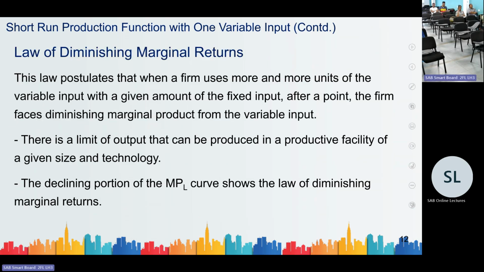And today we start our discussion with the concept of the law of diminishing marginal returns. This is a law related to the short-run production period.